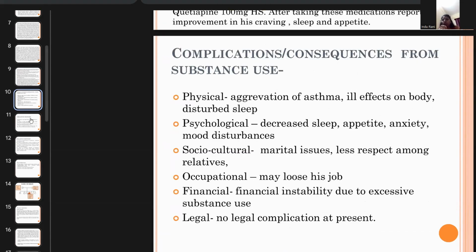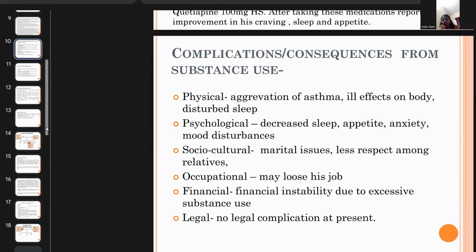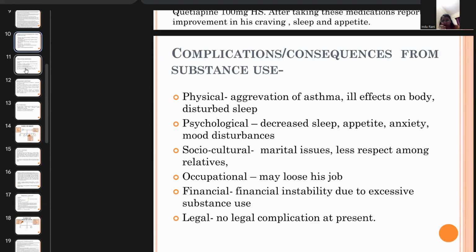Now, the complications and consequences from the substance use. The physical consequences were aggravation of his asthma, ill effects on body, and disturbed sleep. The psychological consequences are in the form of decreased sleep, appetite, anxiety, and mood disturbances. Sociocultural were his marital issues and less respect among relatives. Occupational was that he may lose his job, and financial consequences are in the form of financial instability due to excessive substance use.